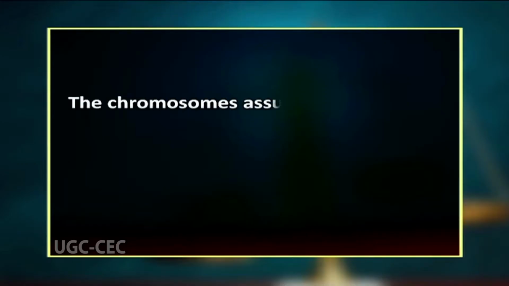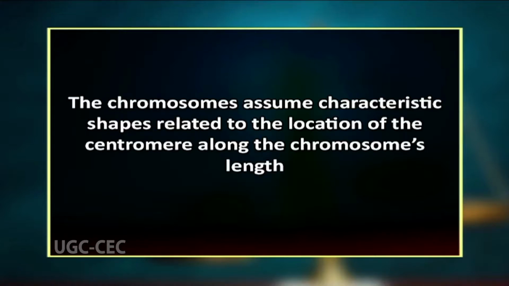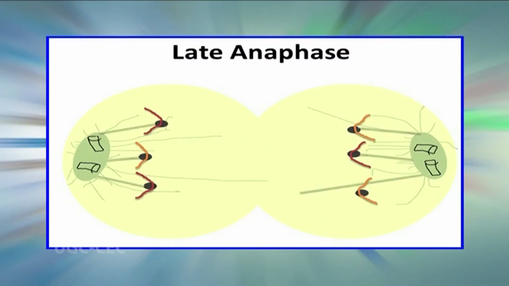In anaphase, the daughter chromosomes are pulled towards the opposite poles of the cell by shortening microtubules attached to the kinetochores. As they are pulled, the chromosomes assume characteristic shapes related to the location of the centromere along the chromosome's length. The movement continues until the separated daughter chromosomes have reached the two poles, at which point chromosome segregation has been completed. Cytokinesis usually begins in the later stages of anaphase.